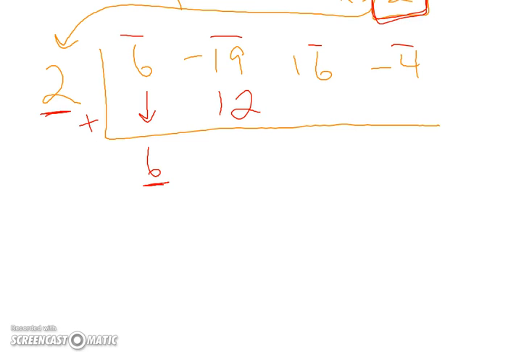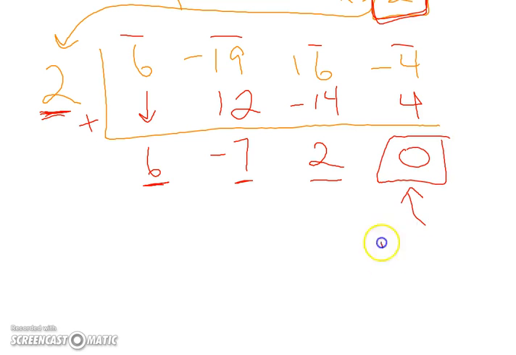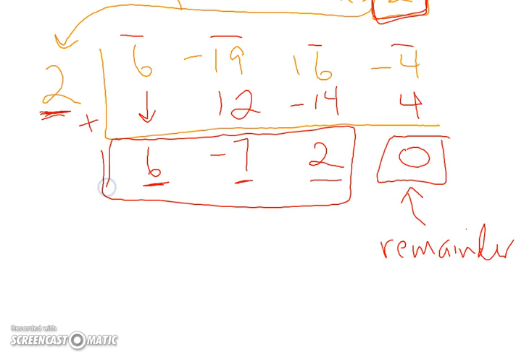Negative 19 plus 12 gives me negative 7. Negative 7 times 2 is negative 14. 16 minus 14 is 2. 2 times 2 is 4. Negative 4 plus 4 is 0. This is once again my remainder. Okay, that last term is always the remainder. This right here, although it doesn't look like it, this is my solution.